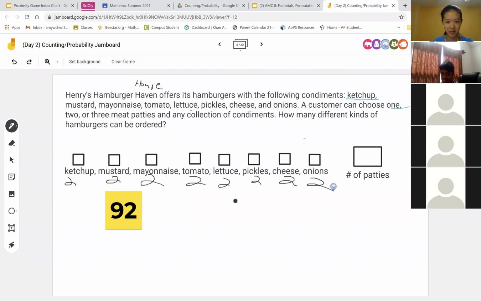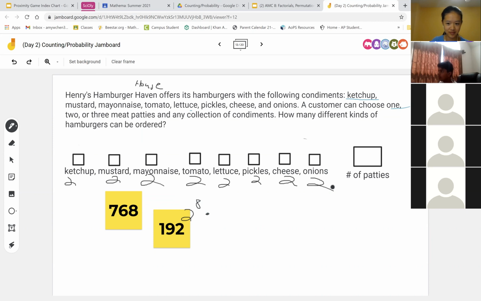Well, we don't forget about the patties, Sai. Oh yeah, we're gonna do that at the end. Patties don't matter yet. So are we doing 2 to the 7th or 2 to the 8th? Yes, exactly. It's 2 to the 8th, because 2 times 2 times 2, and so on. So that's the total amount of combinations. 256.